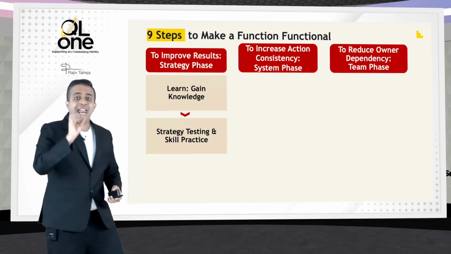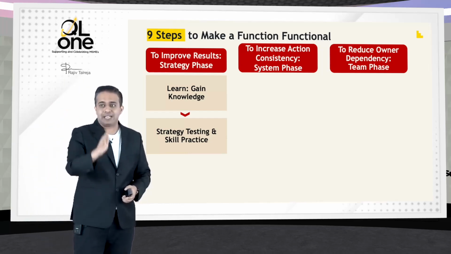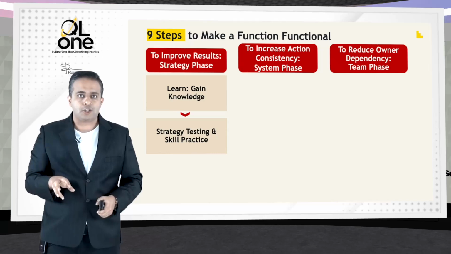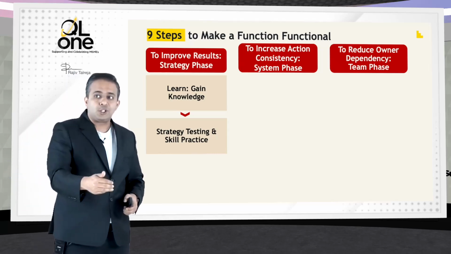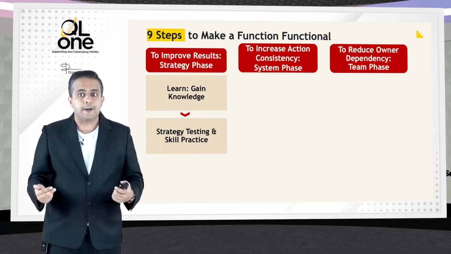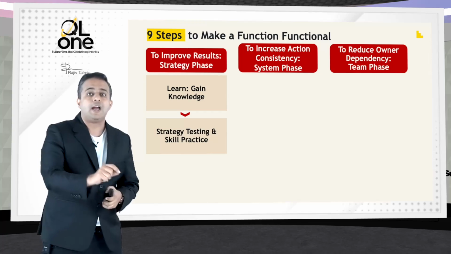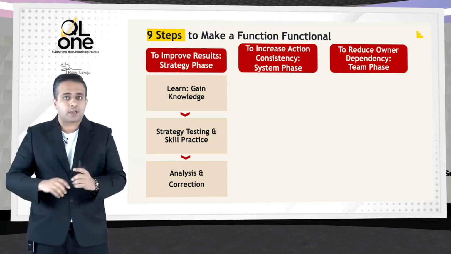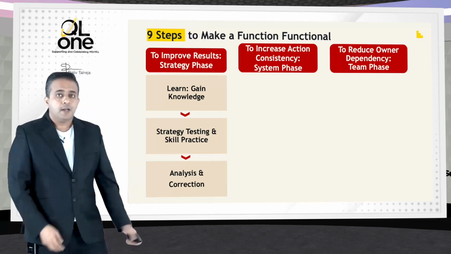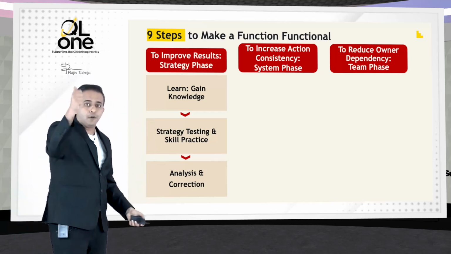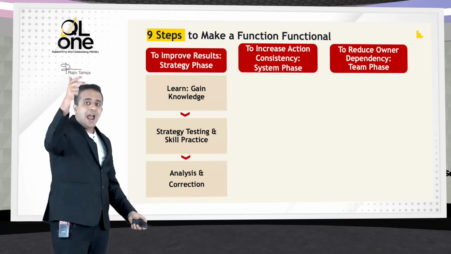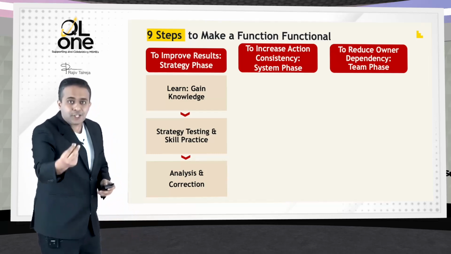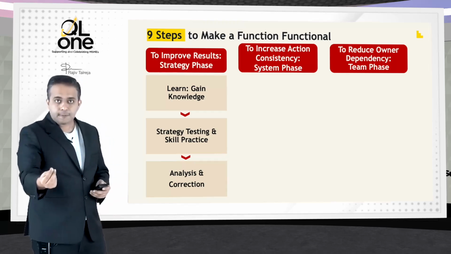So remember this. Any department or function that you want to activate, the first phase is the strategy phase, where you need to first gain knowledge about the various strategies. You need to test those strategies, practice those strategies so you build your skill set, and you need to analyze and correct what's working and what's not working. You need to analyze and see what's working. You need to analyze and see what's not working, and whatever's not working, you have to correct it, try new things. Now, when you follow these 3 steps of learning, testing and practicing, and analyzing and correcting, that's when you see progress. That's when you see traction. That's when you start seeing results.